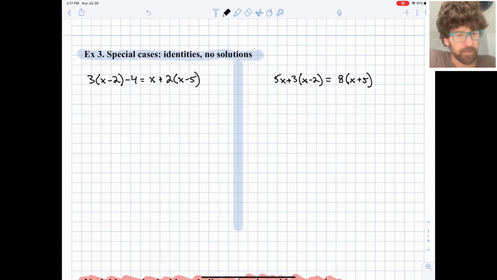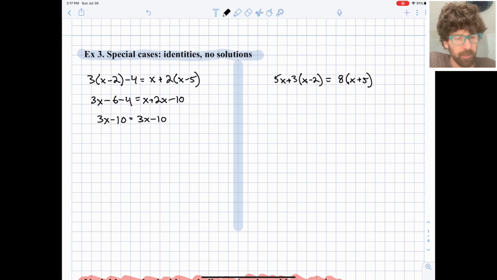Let's do this, the distributive property. We have 3x minus 6 minus 4 equals x plus 2x minus 10. So it's 3x minus 10 equals, on the right, we have 3x minus 10. We can add 10 to both sides. 3x equals 3x. And then divide both sides by 3, and we have x equals x.